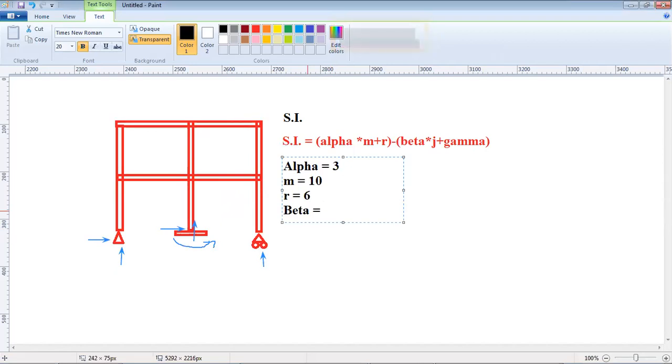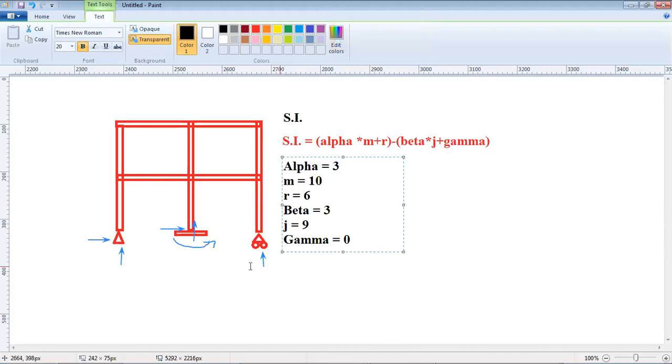Then beta is the number of equilibrium equations. They will be 3: summation Fx, Fy equal to 0, and the third one, summation M equal to 0. Then J is the number of joints. You have 9 joints here. Then gamma is 0.